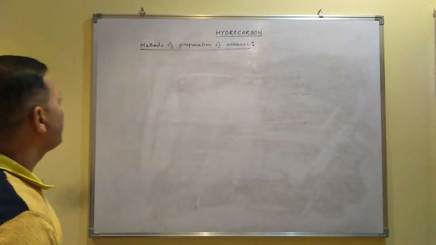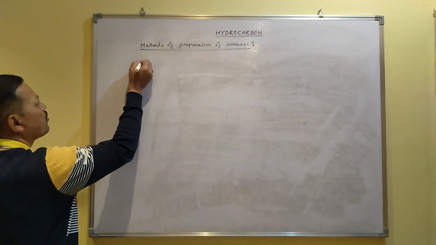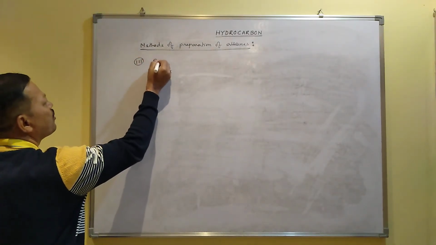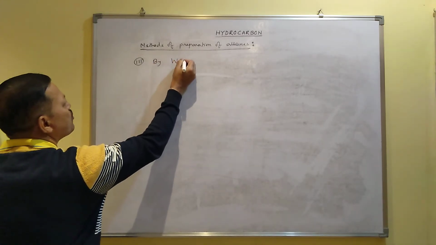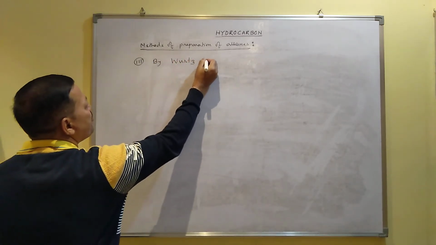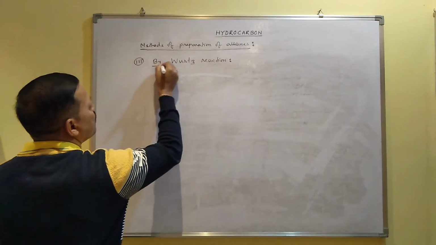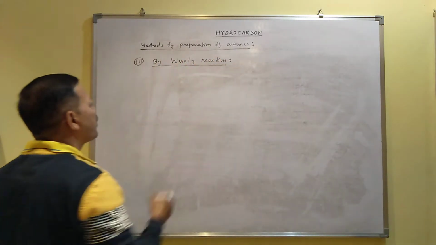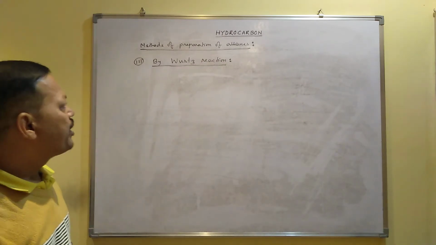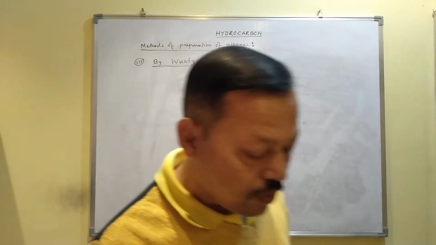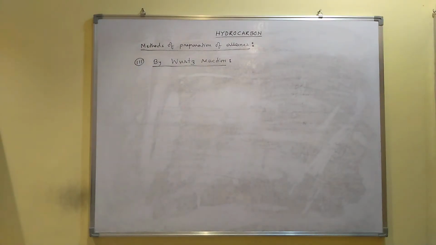Now, number 3 method, by Wurtz's reaction. Wurtz is the name of a scientist. This is a very important method, the Wurtz reaction. In the exam also you may get the question, write the Wurtz reaction. So you can write the reactions.